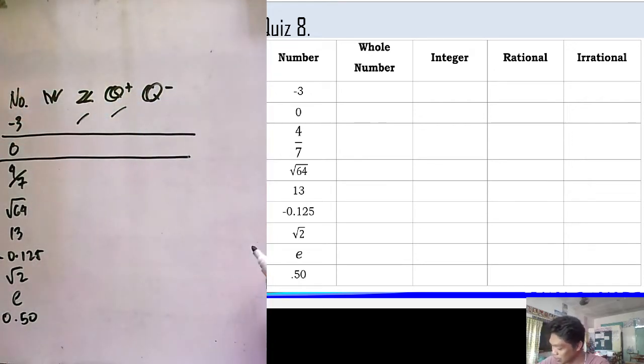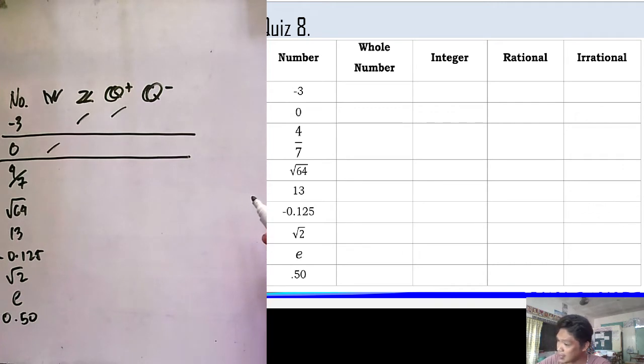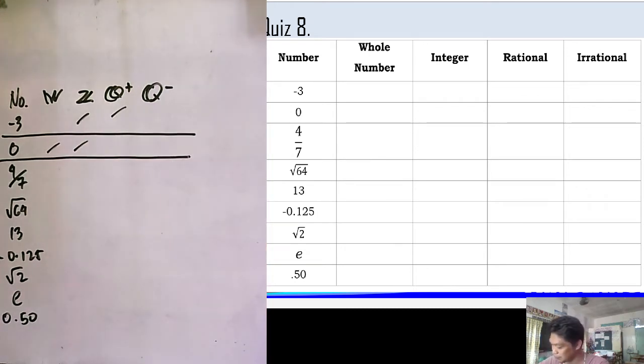For 0, of course, ang whole number nag-start sa 0, so check siya dyan. That is an example of a whole number. And 0, ang integer is nahati sa tatlo. Negative number, at saka positive number. Ano yung nasa gitna ng negative at saka positive? Yung tinatawag nating neutral number, which is 0. So, integer din po siya. And ang 0 po is may invisible 1. So, therefore, rational din po siya.